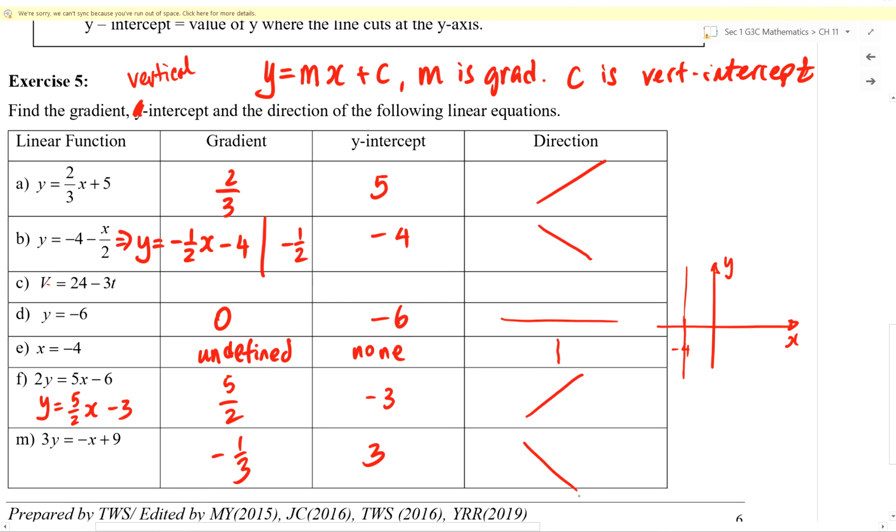Okay, now we come to part C. So instead of y, they have v. Instead of x, they have t. So the gradient over here will be the coefficient of t. That is negative 3. So it slopes down. And the intercept will be 24. Can? Okay.